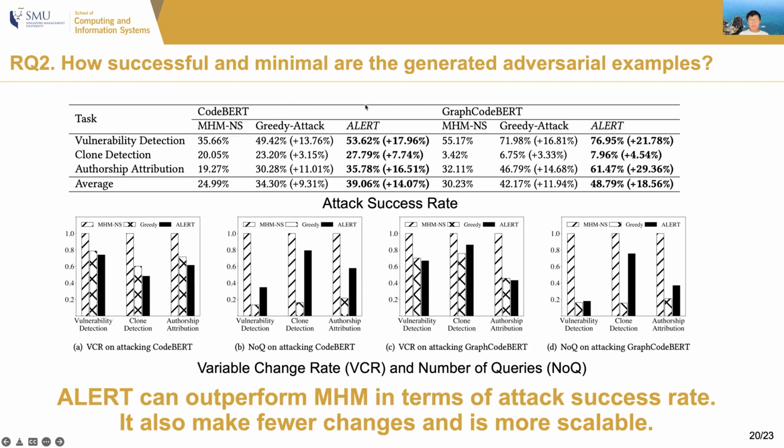On all the victim models, ALERT modifies fewer variables. It indicates that ALERT makes minimal changes to the input and produces more natural and imperceptible adversarial examples. Besides, ALERT queries models fewer times than MHM and NF do, showing that our method is more scalable.